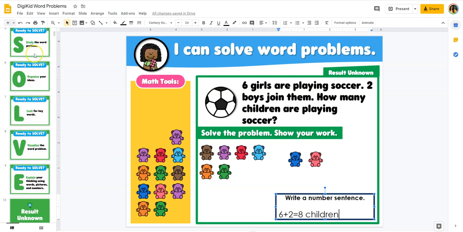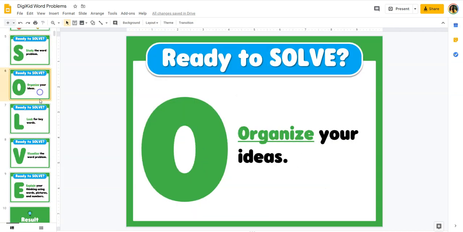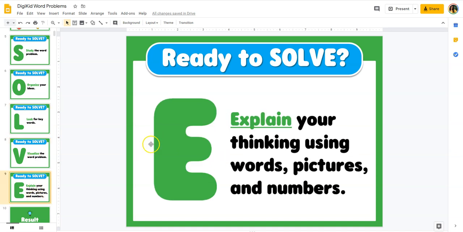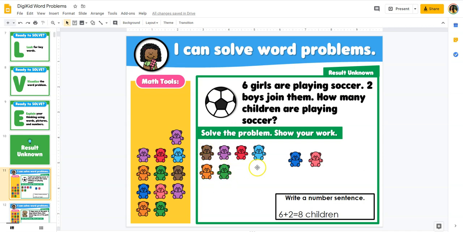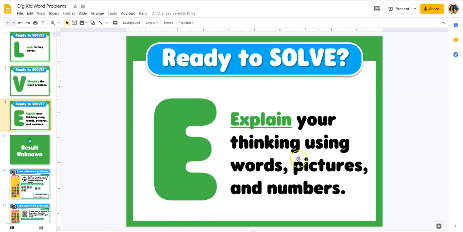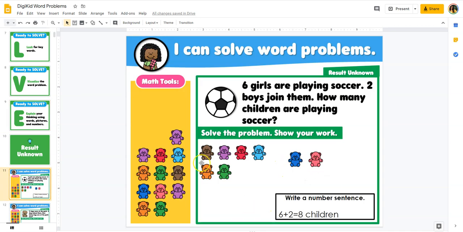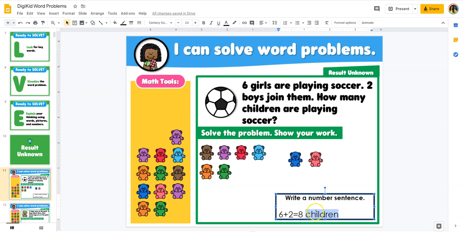Now you can work through this process here, the SOLVE process, when you're solving your problem. So you can visualize, kind of like how I said that I was picturing the children here. I was pretending these bears were children. That's a really good strategy when you're working through your problem. Here it says explain your thinking using words, pictures, and numbers. So we're using the pictures, the bears here, to help represent the girls and the boys in this word problem. We also used a number sentence here, and we explained who this word problem was about.